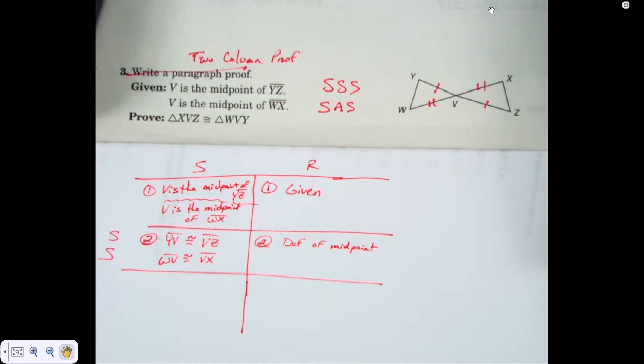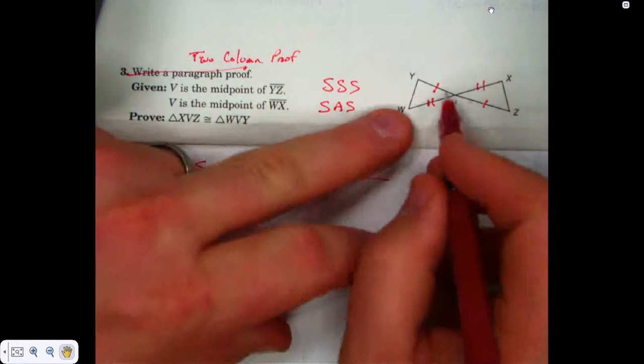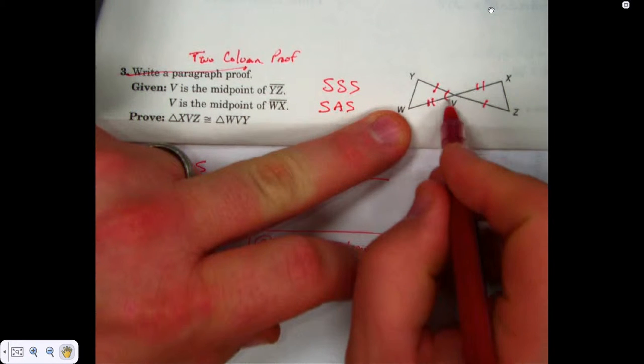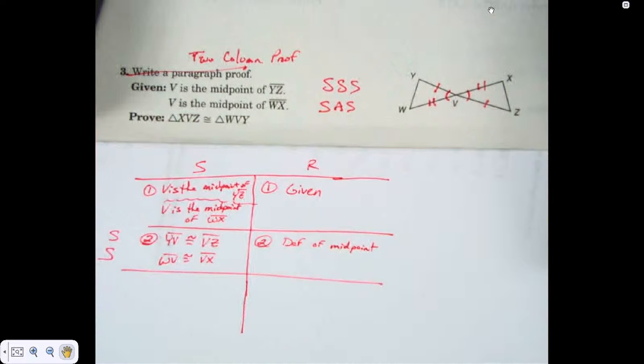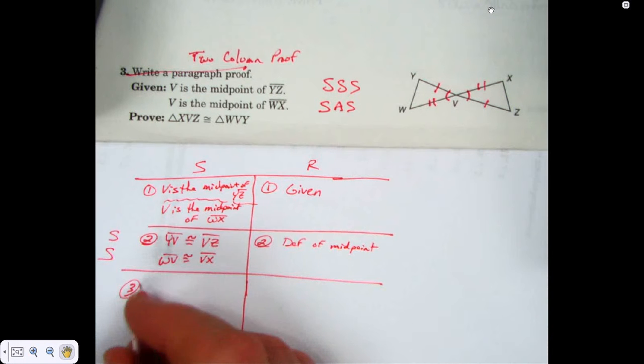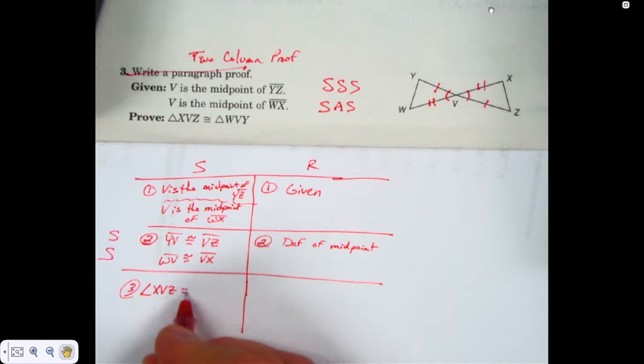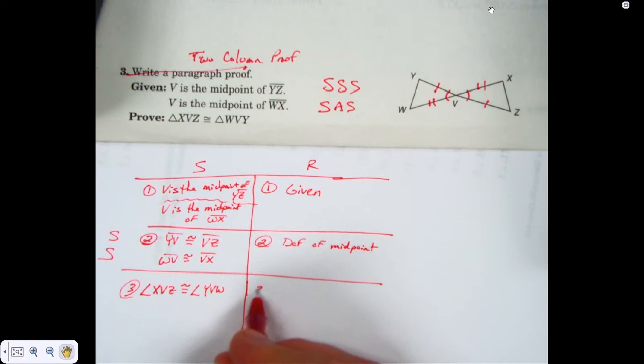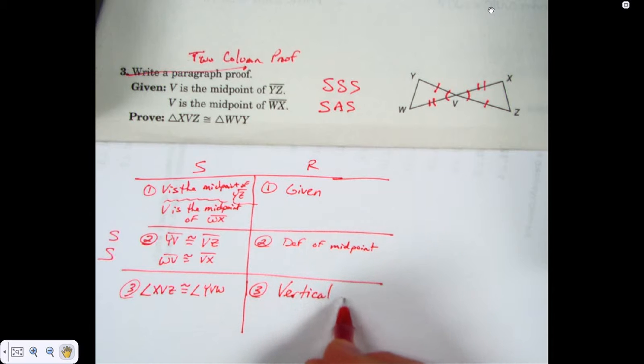Is there any way you can look at this picture and say 2 angles are congruent? Yes. Vertical angles. They make the X, right? The opposite angles have to be what? Okay, do I say angle B is congruent to angle D? No. I have to use three points. So angle XVZ is congruent to angle what? YVW. What is my reasoning? Vertical angles. They are vertical angles.